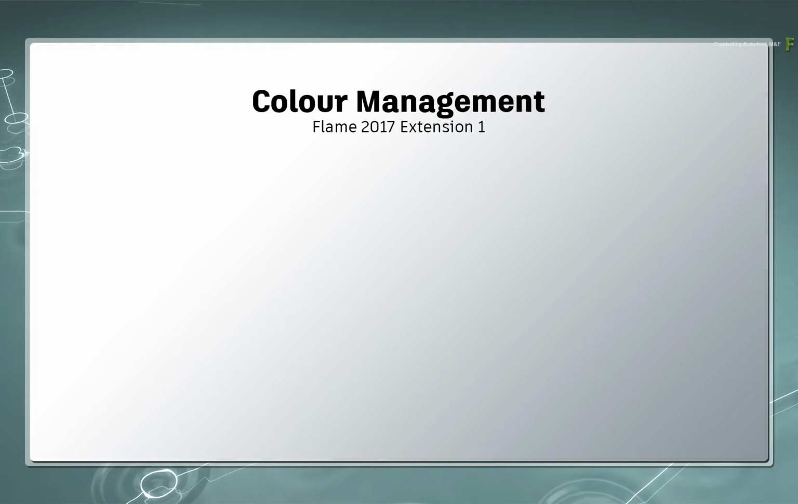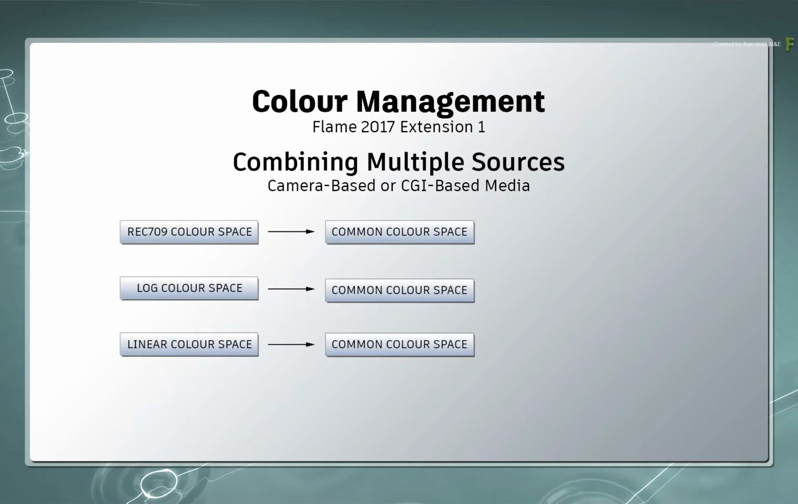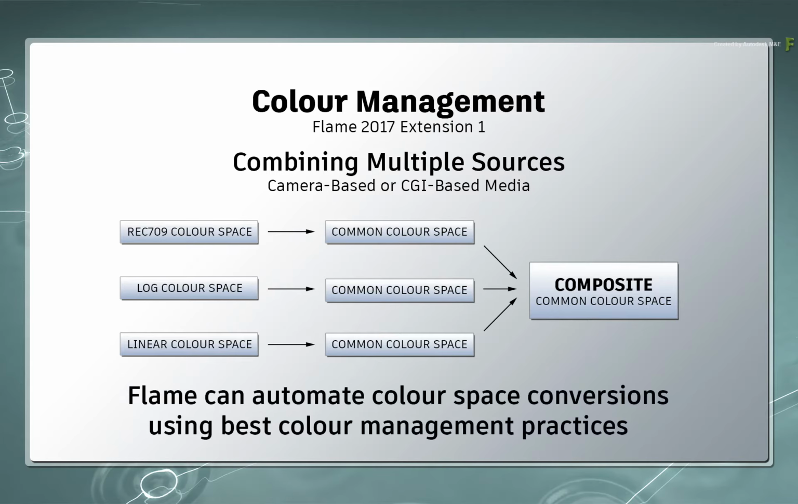The other part of active color management deals with combining multiple sources. For instance, whether the media is camera-based or CGI, there is the requirement to convert color spaces into a common one in order to correctly blend images together. A lot of work has been done to the color management tools to automate these conversions, as well as maintain the best color management practices for the auto conversions. These tools are available in every aspect of Flame, and you will see them in use throughout the series.